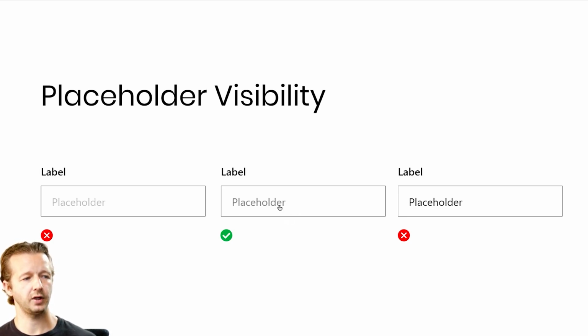So you want something that's in the mid-range, and it also contrasts well enough with the background that it's sitting on and also with the primary text when a user starts entering text.